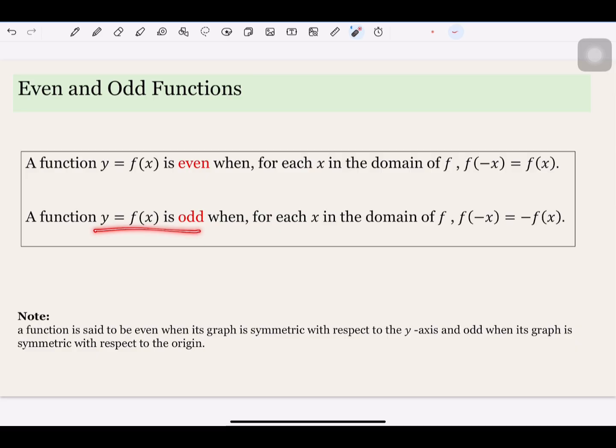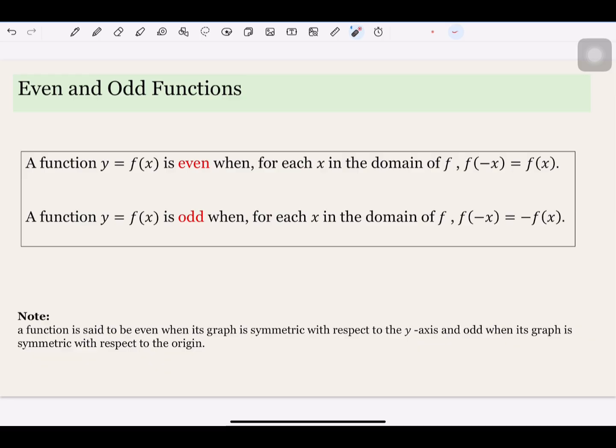A function y equals f of x is called odd if f of negative x is equal to negative f of x for every x in the domain. This means the function gives the opposite output if you switch the sign of x. So the graph of an odd function is symmetric with respect to the origin. That means if you rotate the graph by 180 degrees around the origin, it looks the same.